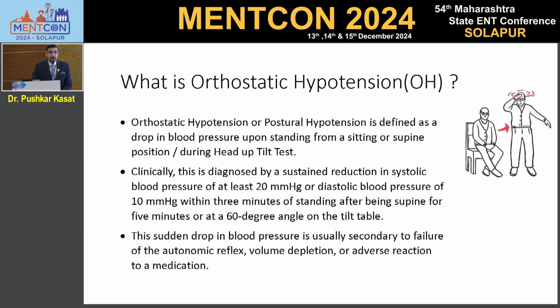Orthostatic hypotension or postural hypotension is defined as a drop in blood pressure upon standing from a sitting or supine position or during head-up tilt test. The clinical diagnosis is made by sustained reduction in systolic blood pressure of at least 20 millimeters of mercury or diastolic blood pressure of more than 10 millimeters mercury drop within 3 minutes of standing after being supine for at least 5 minutes or on a 60-degree angle on the tilt table. The sudden drop in blood pressure usually happens because of secondary failure of autonomic reflex, volume depletion, or adverse reaction to any medications.